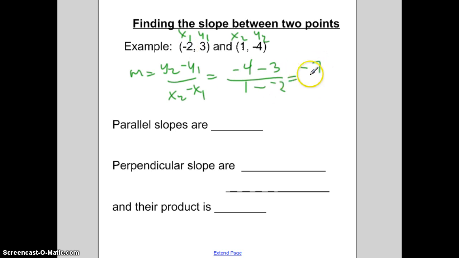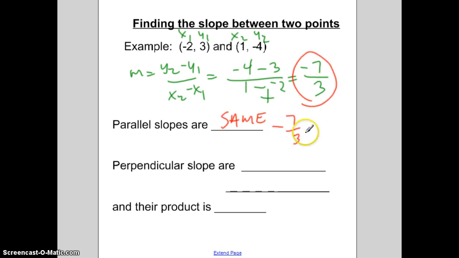Do some simplifying. This is a -7. Make sure you do your math correctly there. This is the same as adding, so that's 3. Slope is -7/3. Parallel slopes, as you should be aware by now, are the same. So if I was starting off with this one, my parallel slope would also be -7/3. Opposite reciprocal slopes are perpendicular. So perpendiculars are opposite. Some people will say negative reciprocals, but opposite reciprocals.